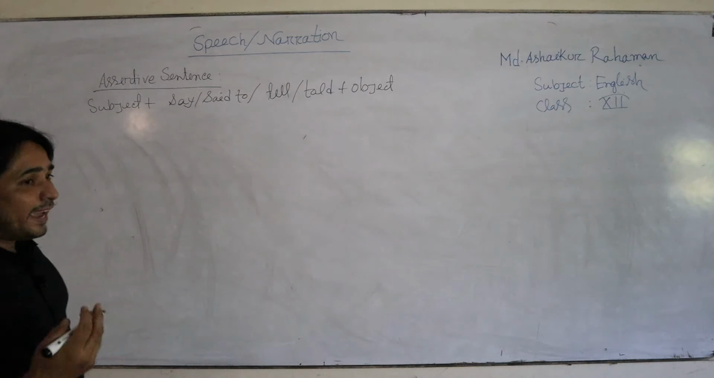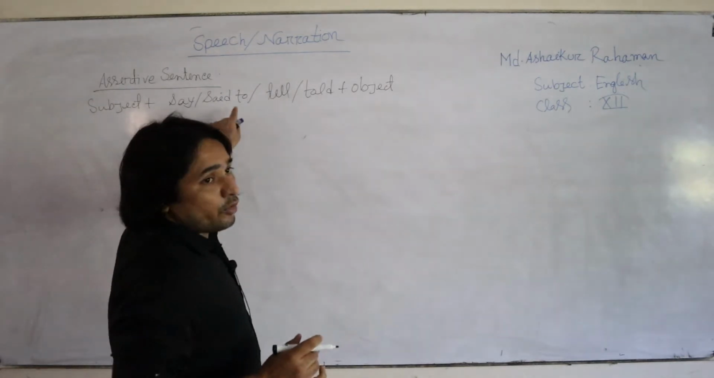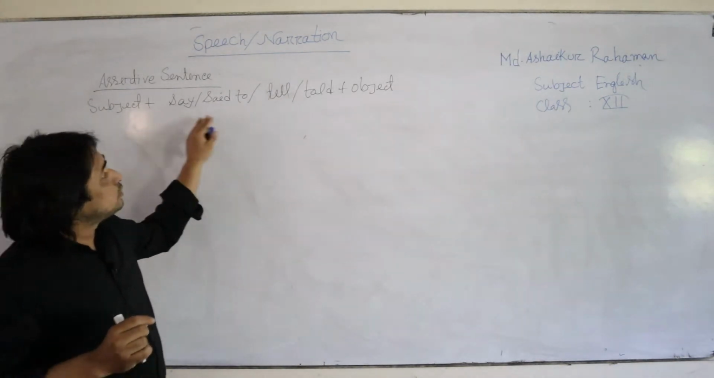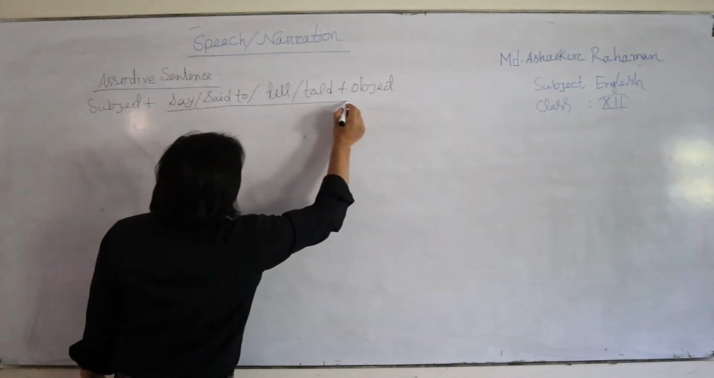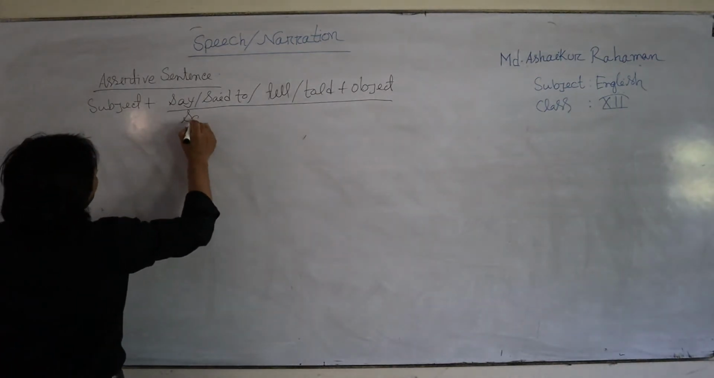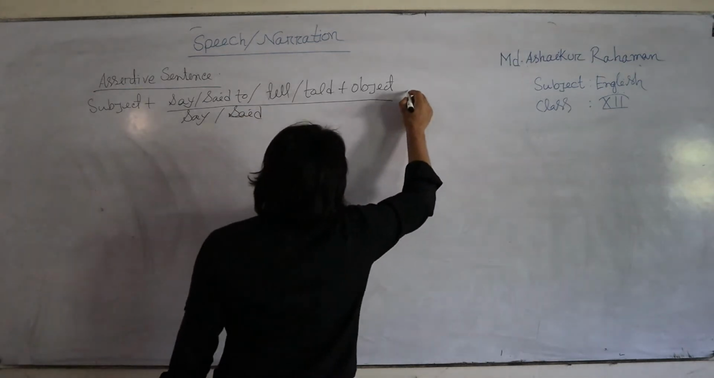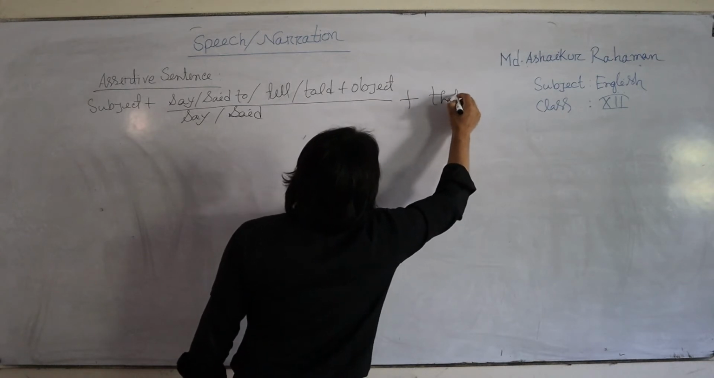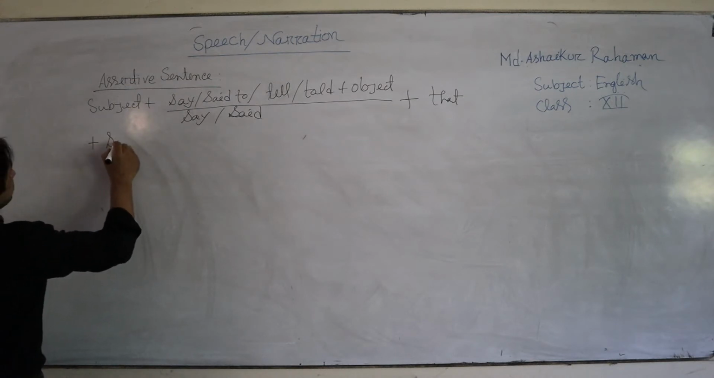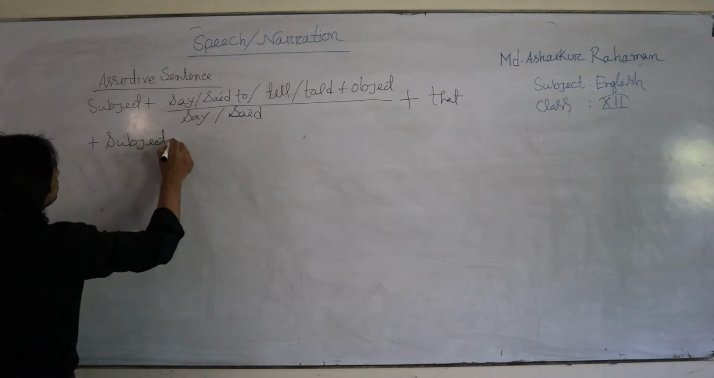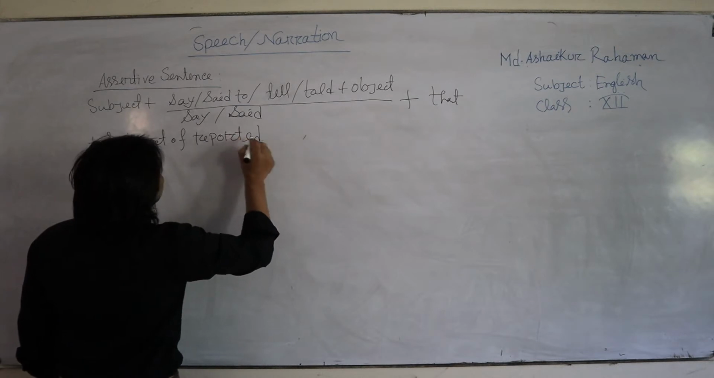When we have an object in the reporting speech, we must follow this. If we don't have any object, in that case, we will write only say or said. Then that, plus subject of reported speech.